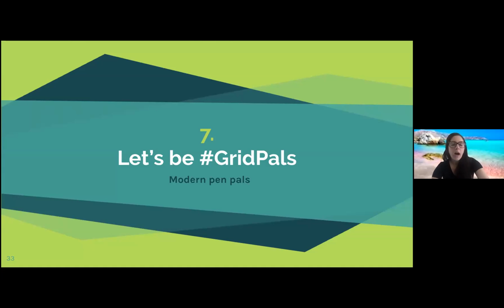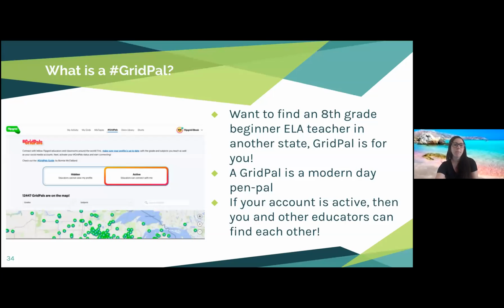At the top, you have an option called Grid Pals. And that is essentially a modern day pen pal. Through your account, you can be hidden or active. If you want to be active, you can find someone that teaches 8th grade ESL in Texas. You can connect with that teacher and you can make videos back and forth. So it's a modern day pen pal, and it's really cool.